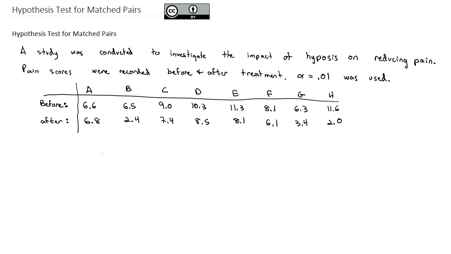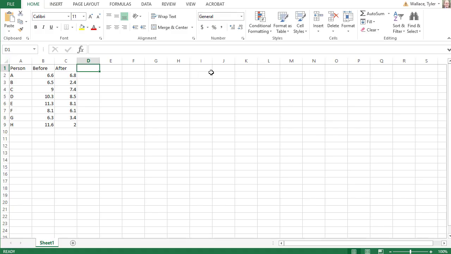In order to get a better idea of these numbers and what we're going to be working with here, let's hop over to Excel to help with some of the calculations. I've copied the data over to this Excel sheet, so I've got person A through H, their before pain score, and their after pain score. In order to do a hypothesis test on the matched pairs, we're really interested in the difference in score. When we do the difference, we're going to take the after minus the before. It's really important we subtract what kind of feels like backwards in order to get the correct difference.